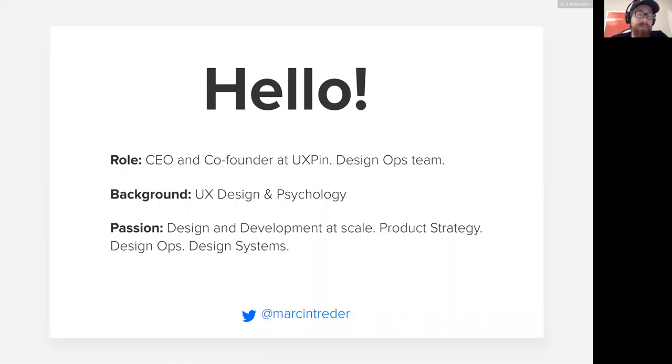But some place where my skill set can still be used to this day is on the verge of design and development. So I started the design operations team at UXPin to start the process of building our design system. And now the team is bigger. We have 4 people on board, but I continue to be very active in that space.